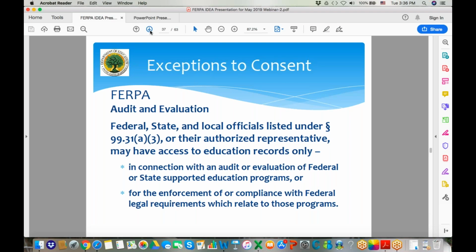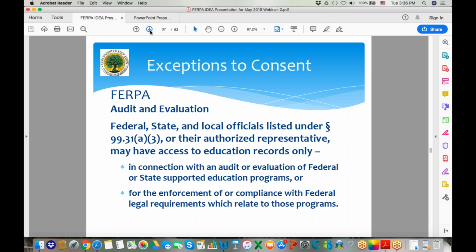Audit and evaluation is typically how most state educational authorities gain data that they need for data reporting, compliance with federal legal requirements, and really doing an audit and evaluation of that federal and state-supported program. And so accordingly, FERPA has an exception that allows schools to disclose information to those federal, state, and local officials. We also have what is called the authorized representative of those officials to do an audit, evaluation, or enforcement of and compliance with federal legal requirements.